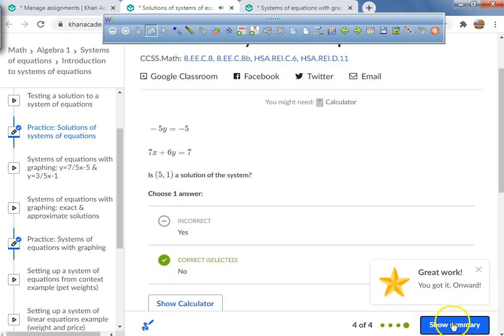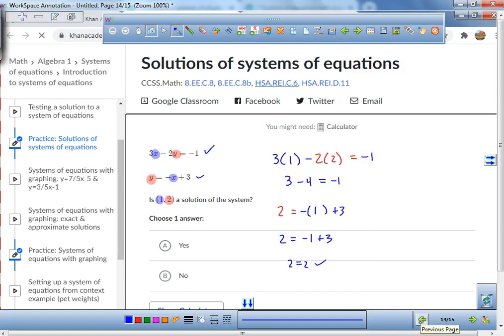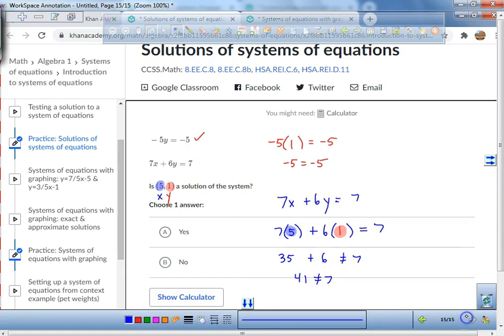So remember, in order for them to work, what do they have to do? They have to work not just in one, they have to work in both. So you got to make sure it works in both. And that's how you do that assignment.